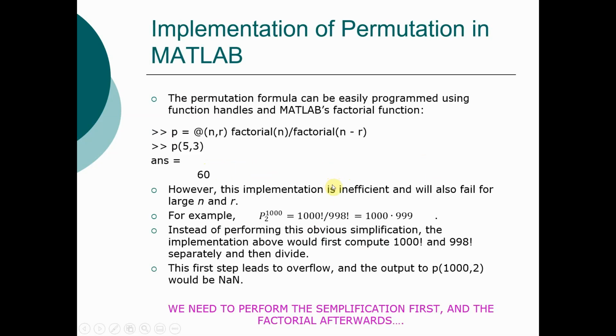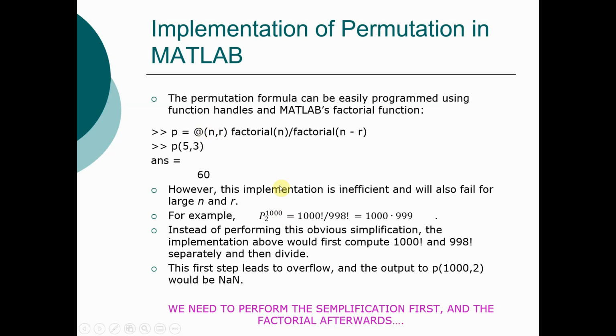In MATLAB, we can implement permutation. We can find the answer using a function handle, right? Let's say I want to find the permutation of having 5 people and 3 spots, 3 locations. I can use a function handle. We have the factorial function. I can calculate n factorial and n minus r factorial. But is this really efficient? To answer this, let's look at this.